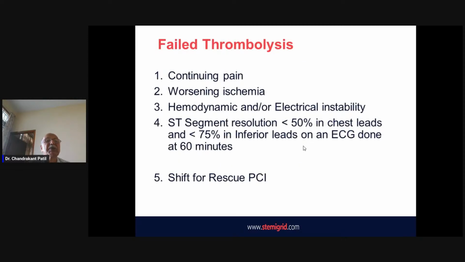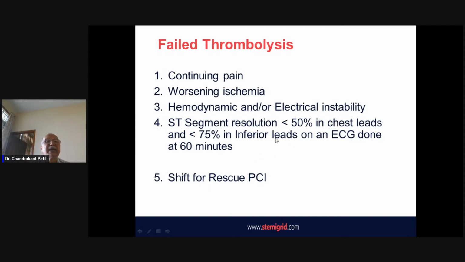What is failed thrombolysis? If there's continuing pain even after thrombolysis, worsening ischemia, or the ST elevation has not subsided by more than 50%: ST segment resolution less than 50% in chest leads, and less than 75% in inferior leads, on an ECG done at 60 minutes.